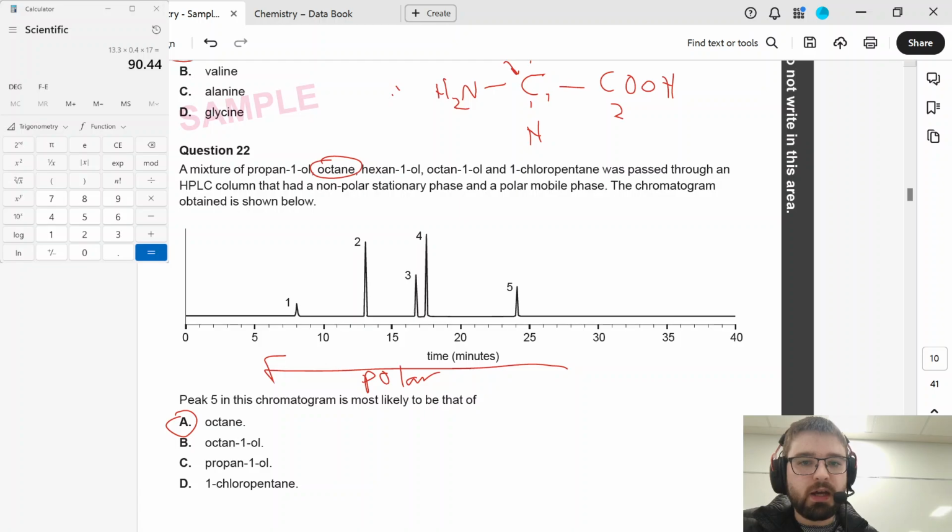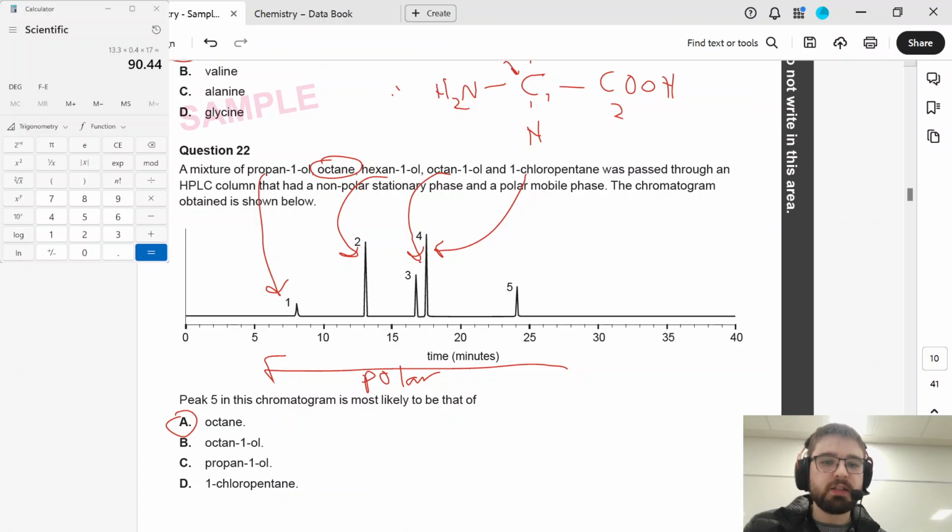And then you could have a look at the alcohols there. So propanol is probably that one there. Hexan-1-ol is probably that one there. Octan-1-ol is that one there. And 1-chloropentane is probably that one there. These two might be swapped around because the 1-chloropentane is a bit smaller. So that chlorine can have a bit of a bigger impact, but it's not asking that anyway. Okay.